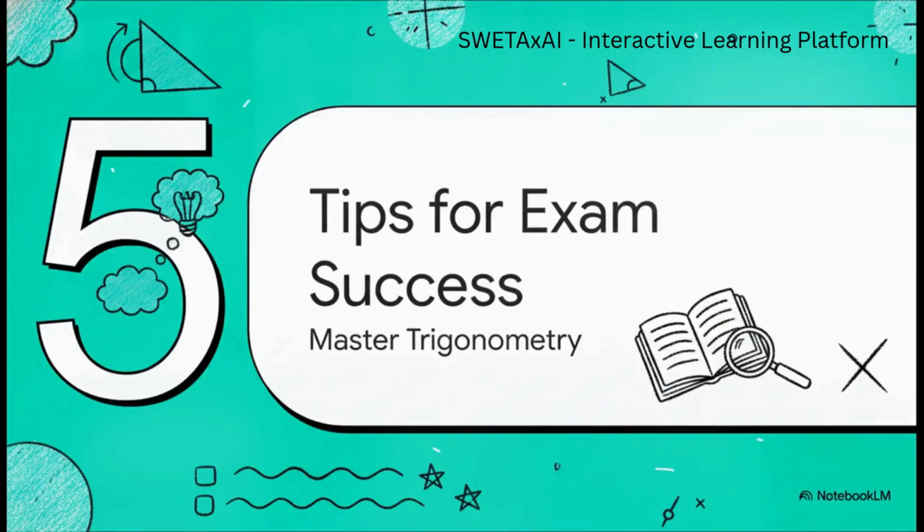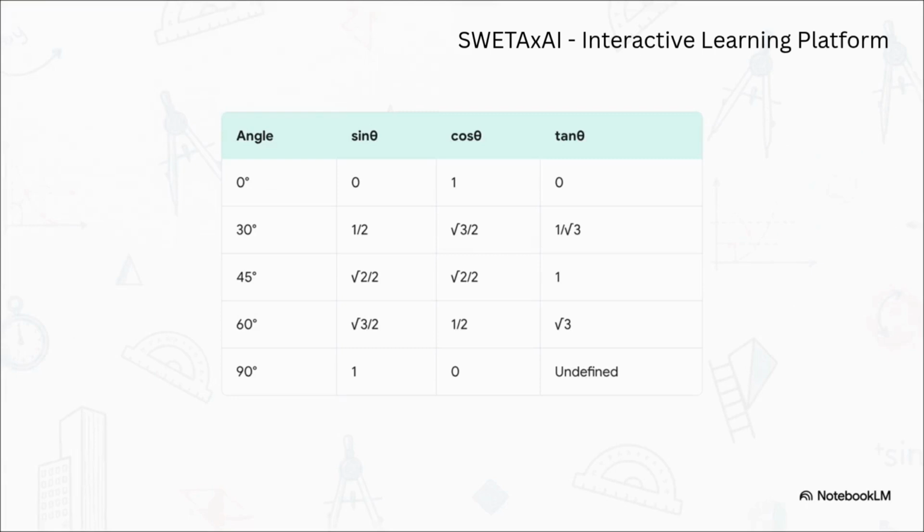And finally, we arrive at part 5, pro tips for exam success. To wrap up this explainer, I really want to equip you with the essential tips and highlight some common pitfalls so you can absolutely crush your upcoming exams. Often, you actually won't be allowed to use a calculator. You'll need to know the exact trigonometric values for standard angles, 0, 30, 45, 60, and 90 degrees. Memorizing this specific table will save you so much crucial time.